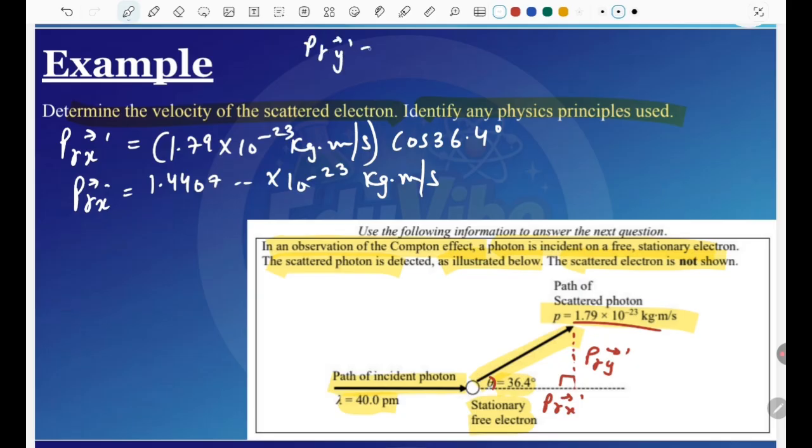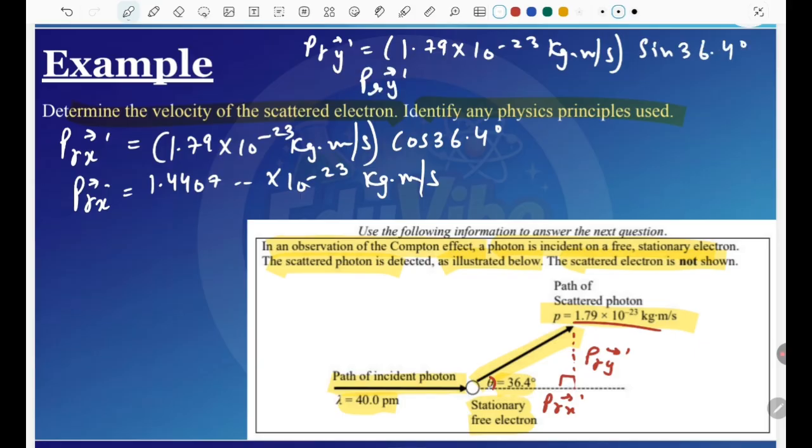For y, we again have the same momentum, but now we have to find it for y. For y, we have the perpendicular upon hypotenuse, which is the sine. So the photon's momentum at y final, we get about 1.0622 times 10 raised to power minus 23 kg meter per second.